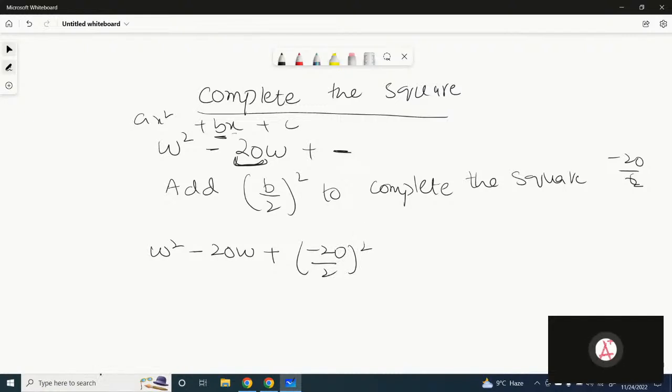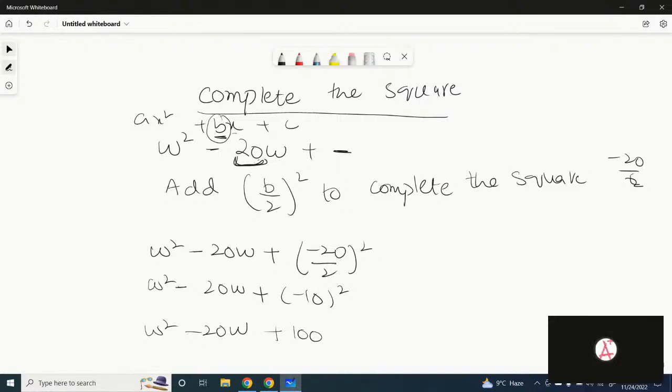So negative 20 over 2 is negative 10. W square minus 20w plus, it would be negative 10 square. So the square of a negative number is always a positive number. So it would be w square minus 20w plus 100. Just match the equation with this general form. It is ax square plus bx plus c. Always add b divided by 2 whole square to complete the square. B is negative 20, so it would be negative 20 over 2. Negative 20 over 2 equals negative 10, and negative 10 square means 100. So the missing value is 100.